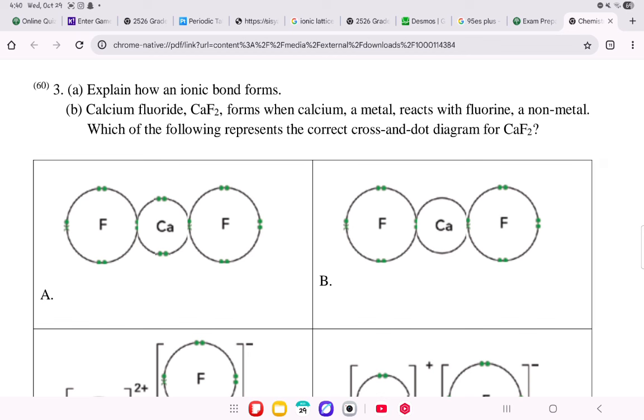Explain how an ionic bond forms. Very simply, we can state just how we explained above, that when a metal reacts with a non-metal, the metal loses or gives its electrons to the non-metal, right? So the non-metal will gain electrons, forming an anion in the non-metal and a cation in the metal. And when they react together, there will be a strong electrostatic force of attraction, which will result in an ionic bond.